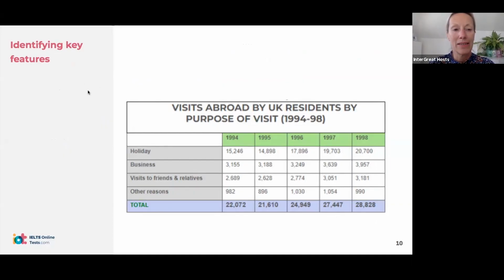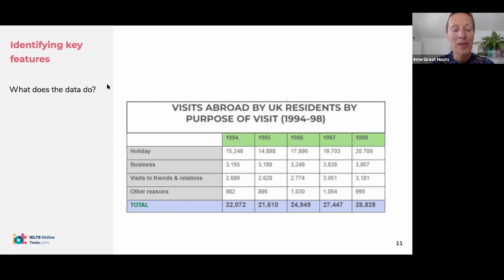Right, identifying key features. Okay, so this is what you should do first. So Nora, it wouldn't be the present perfect because there's no present. So there has to be past and present within it to be able to use that, okay? Because it's 94 to 98, it's all in the past, so it would all be past.